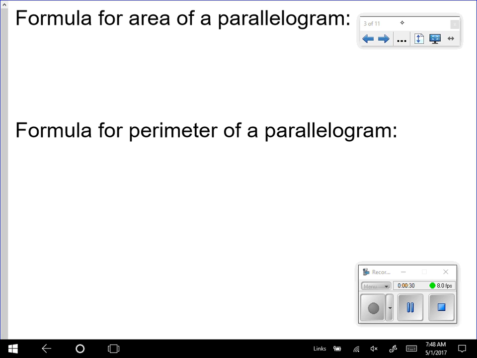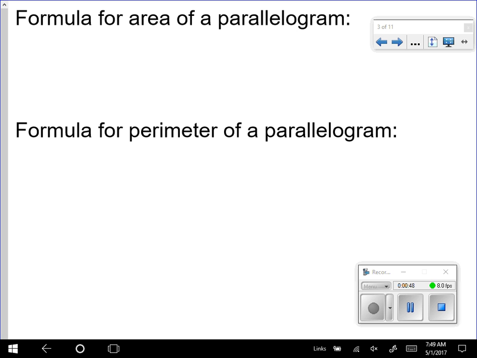So first of all, we have to know what the formulas are. You will always have access to the formulas during this unit, so it's good to have them in your notes so you can reference back to them in case you don't have a reference sheet with you at the time. So let's talk about the formula for area of a parallelogram.